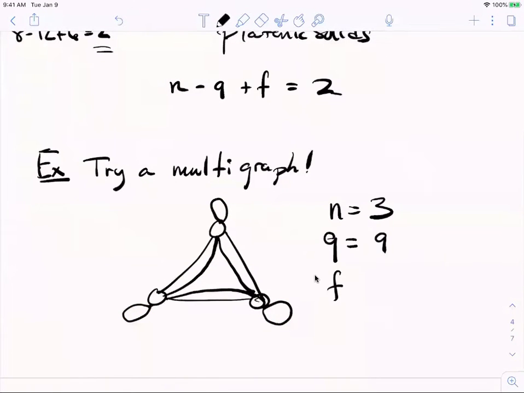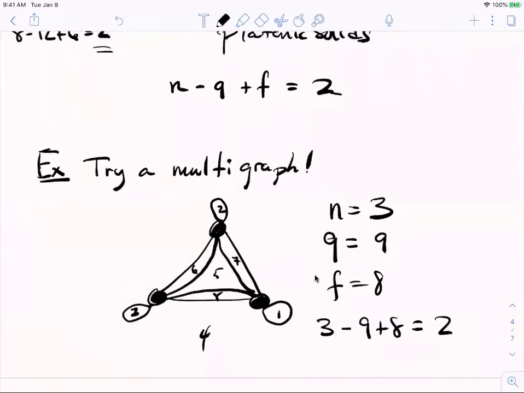And then what about the faces? You've got to remember, those things aren't loops. So the faces, what are there? There's 1, 2, 3 inside those little loops. There's the outer face, 4. There's this inner one, 5, 6, 7, 8. It looks like it has 8 faces. Yeah, and you can check 3 minus 9 plus 8. Check it out. Don't trust me. It's 2.